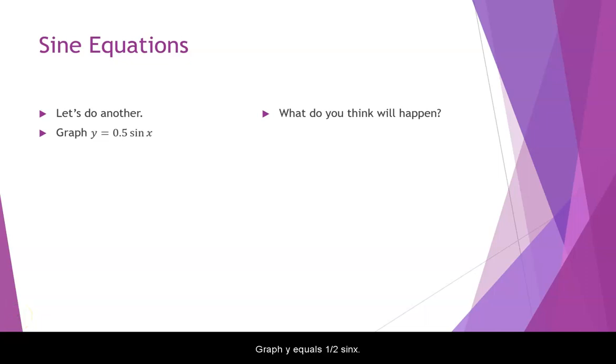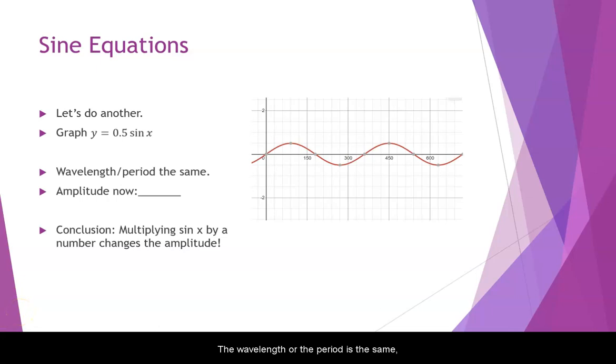Let's do another. Graph y equals 1/2 sine x. Pause the video and try to make a guess about what's going to happen. The wavelength and the period is the same, but the amplitude, I know the scale's a little hard to read, the amplitude is 1/2. So multiplying the sine of x by a number changes the amplitude, and it changes it to that number. So if we had y equals 5 times the sine of x, the amplitude would be 5.